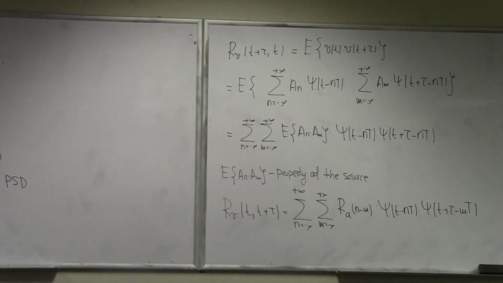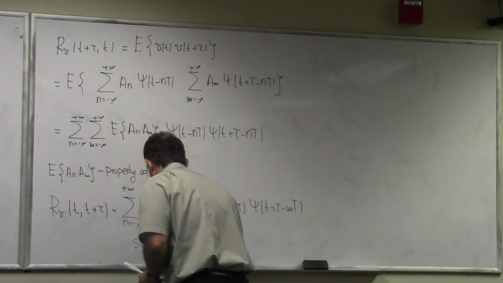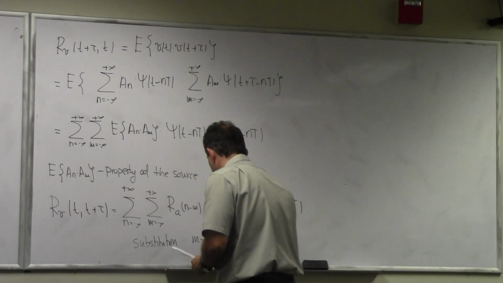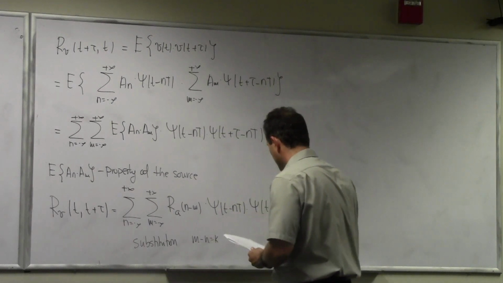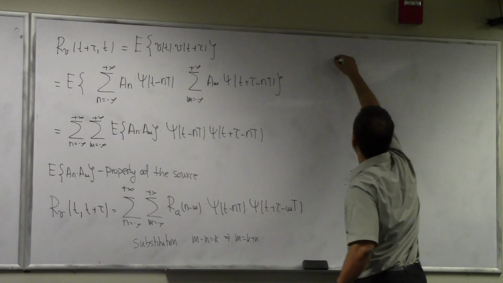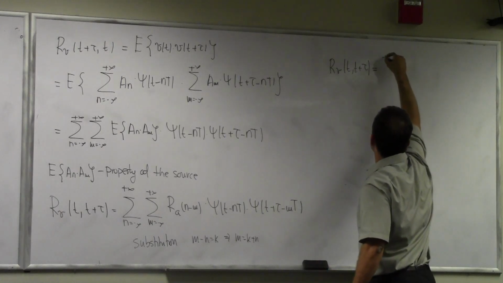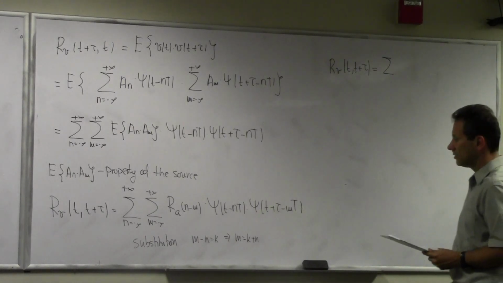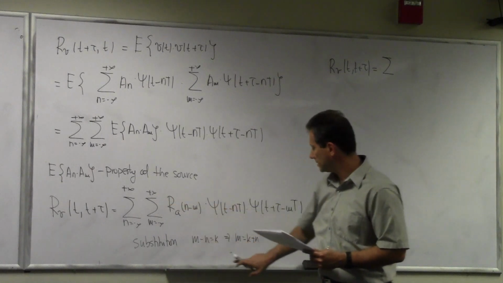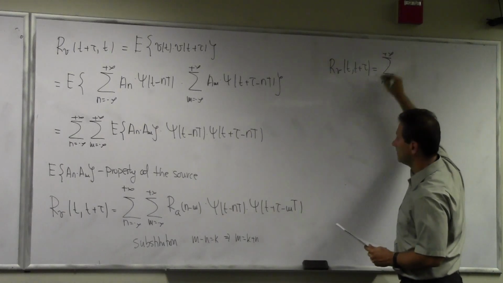Now let's simplify this a little bit. If we introduce substitution, m minus n is equal to k. Therefore, m is equal to k plus n. Then this Rv of t plus tau becomes a sum. When n goes from minus infinity to plus infinity, k goes from minus infinity to plus infinity as well.